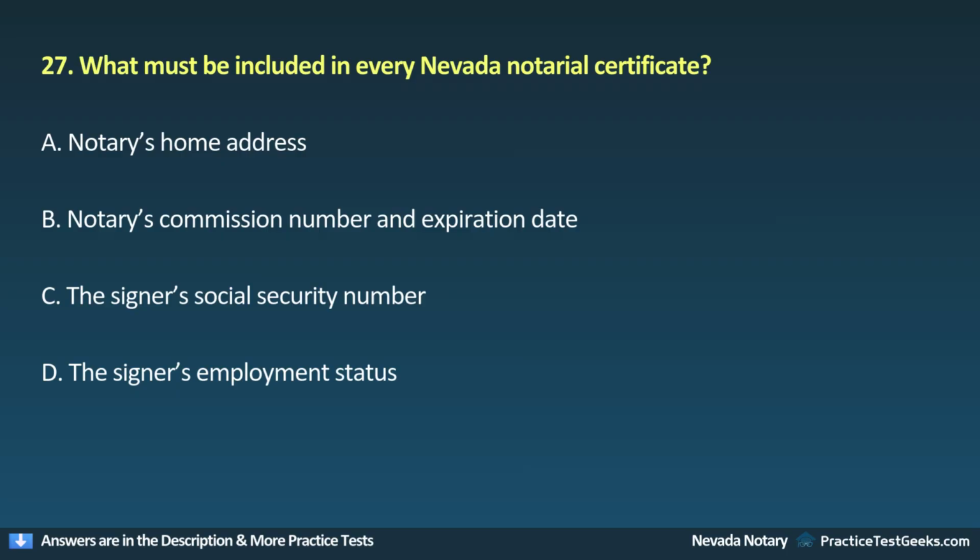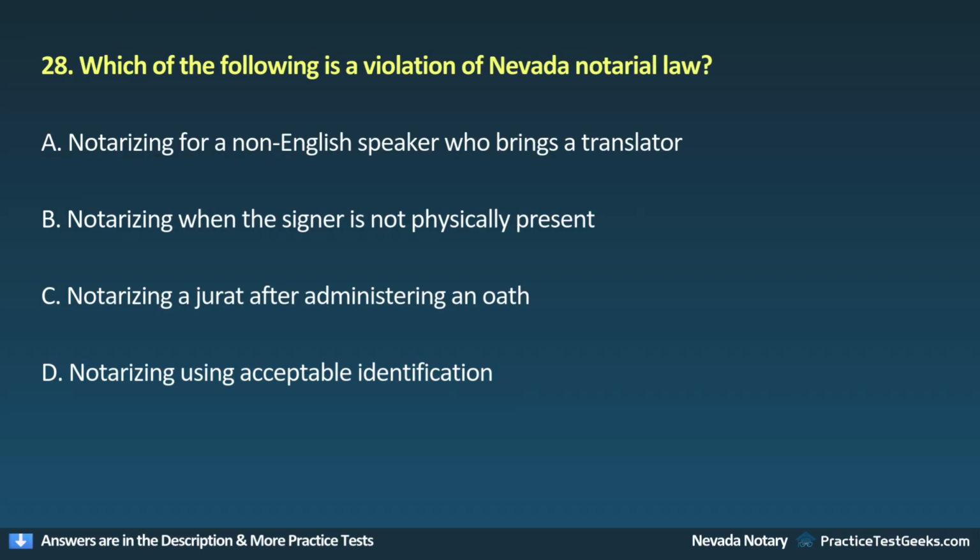27. What must be included in every Nevada notarial certificate? A. Notary's home address. B. Notary's commission number and expiration date. C. The signer's social security number. D. The signer's employment status.